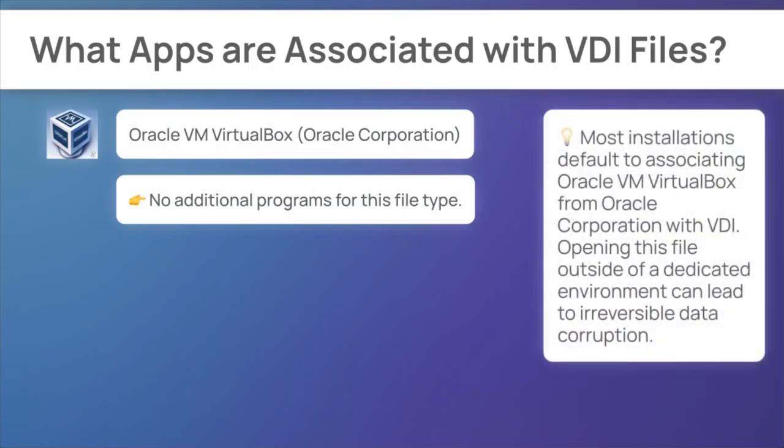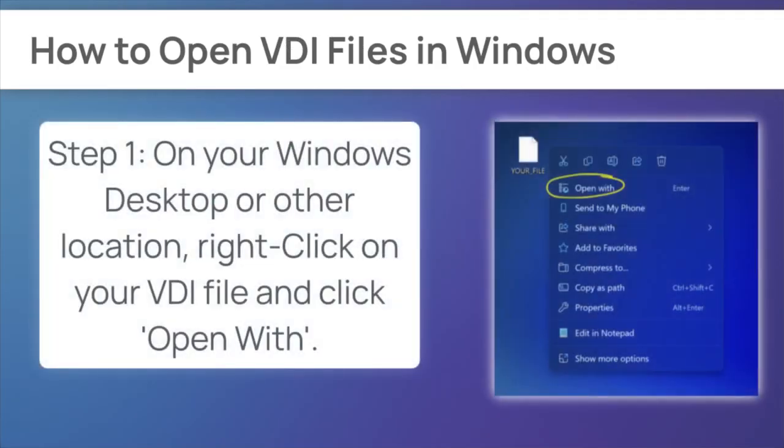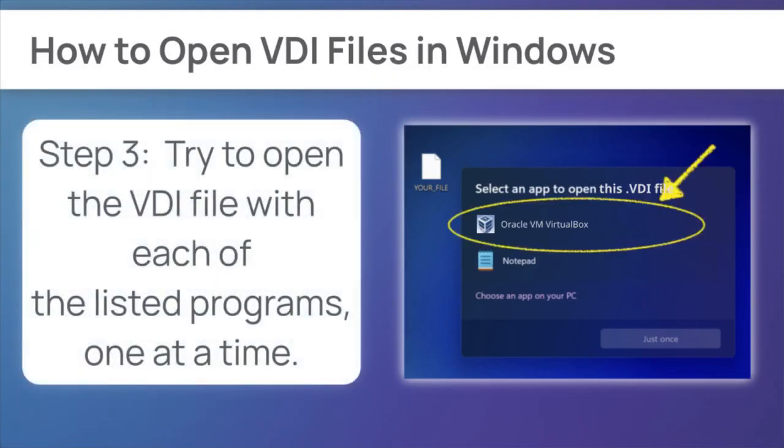For security reasons, Windows requires a known, safe application for this file. Windows cannot execute or emulate the virtual hardware configuration included in these files. To resolve the incompatible file format error, right-click the VDI file and choose Open With. Prioritize Oracle VM VirtualBox if available. If absent, choose another application.